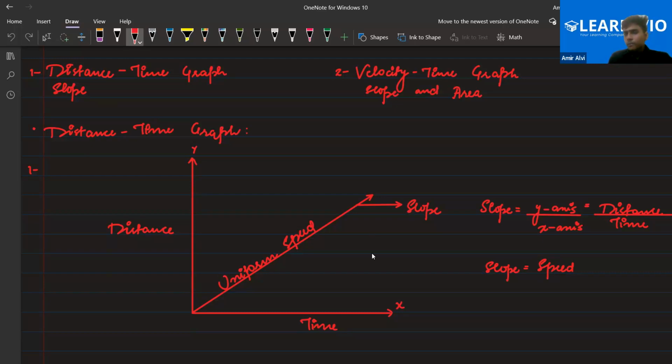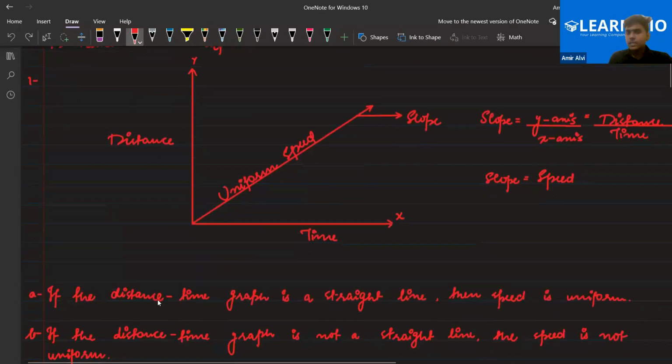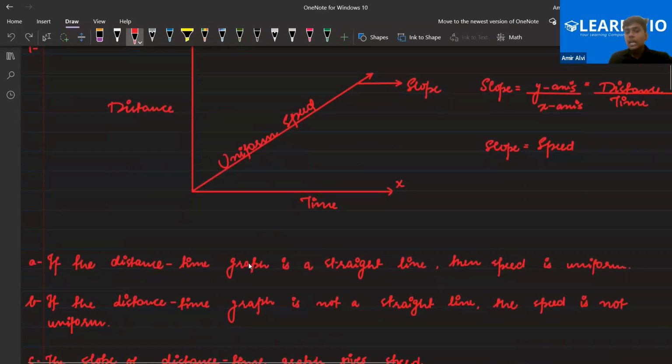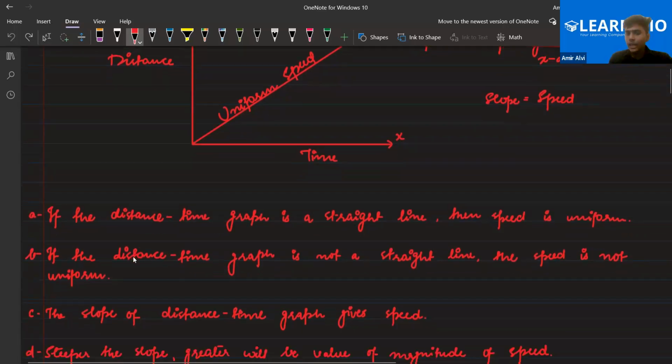Okay, so basically slope will give you the speed quantity, right? The first characteristic of the distance-time graph is that if there is uniform motion, uniform speed, the graph would be a straight line, right? So it would be a straight line, inclined obliquely to the time axis. Next, in the distance-time graph, if it's not a straight line, that would not be uniform motion. It means that the speed is not going to be uniform.